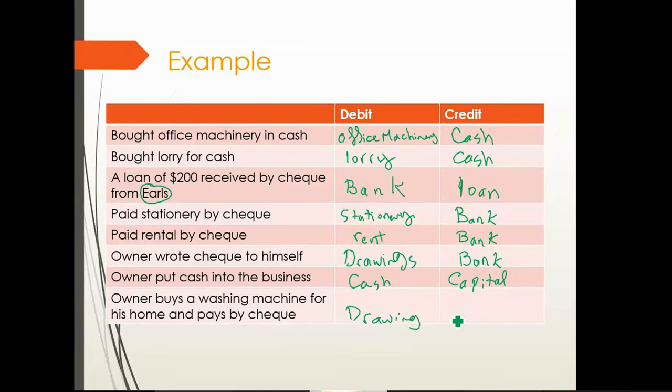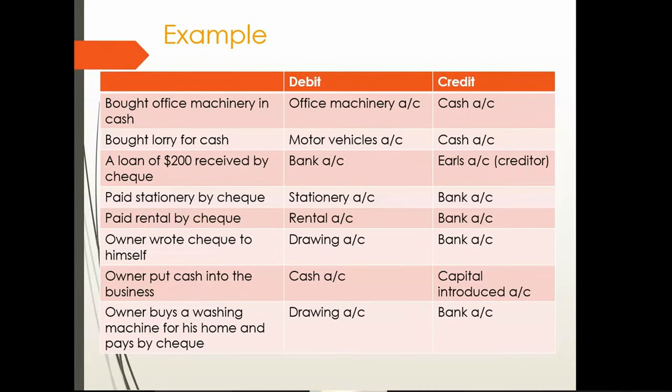And what is our credit? Bank. Bank, yes. Thank you. So those are what we call cash and bank transactions, which are when one side of the transaction is cash or bank.